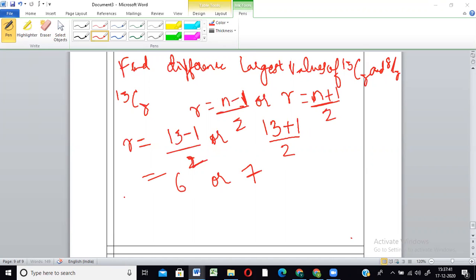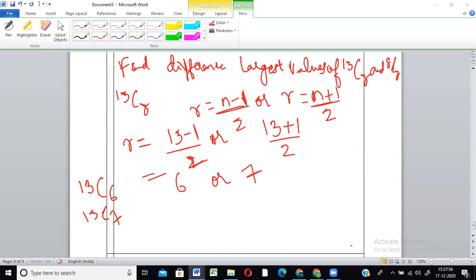Okay. So now you can either have 13C6 or you can have 13C7. Let me tell you, both the answers will be the same. So you can take any number. You can take 13C6 or 13C7. That is because when you're selecting, right? C is of course selecting. So you have 13 total objects. Out of them you're selecting 6, which also means that you're leaving the remaining 7, right? So that also means that you can select the remaining 7 and call the remaining 6 as rejected.